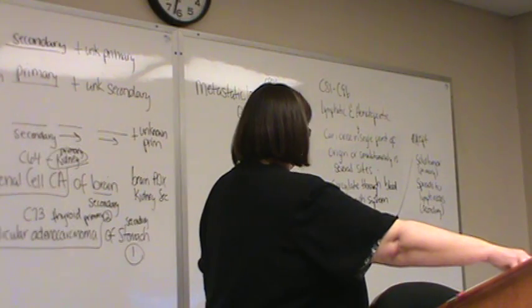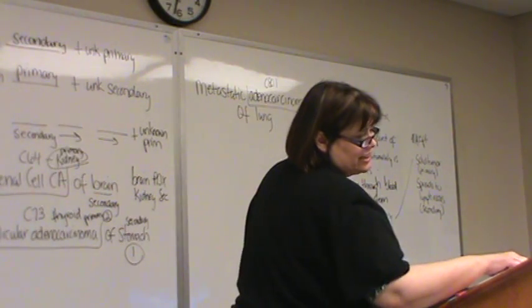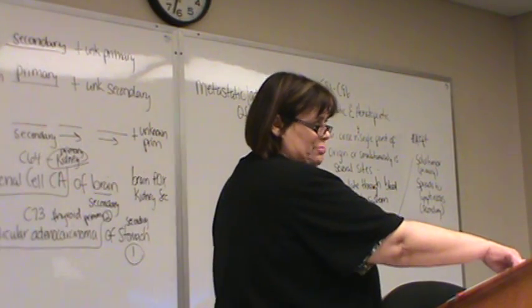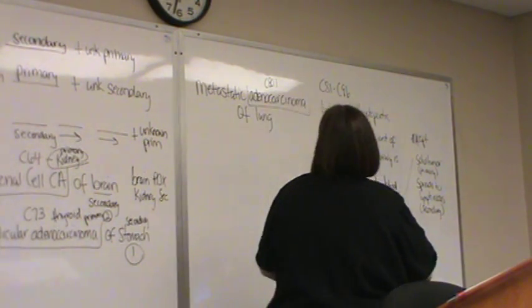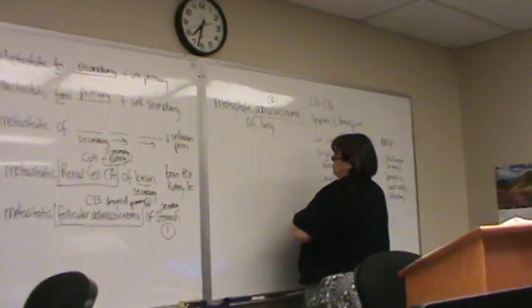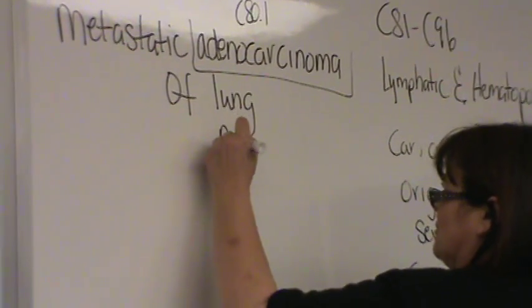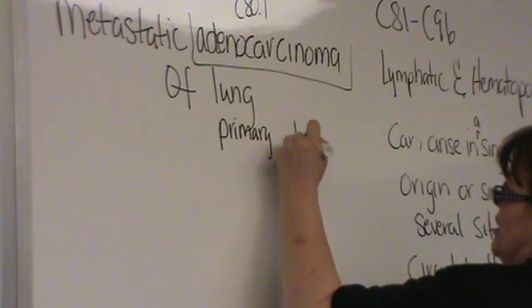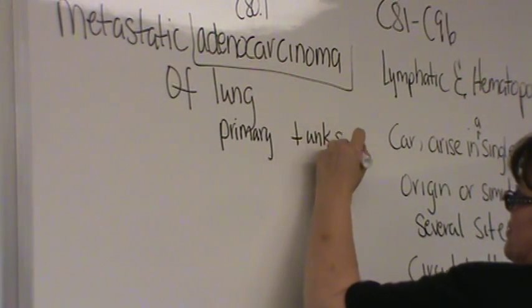So I'm going to look down here, and I don't see lung on this list. So it says if it's not on this list, code it as primary. So now we know our lung is going to be primary. And we're going to have an unknown secondary site.